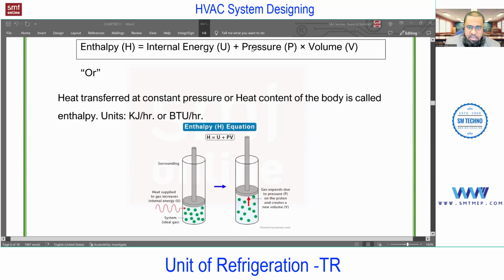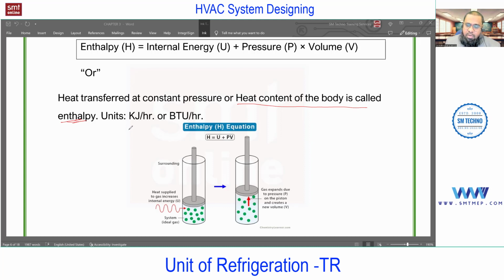Or in other words, you can say enthalpy is what? Heat transfer at constant pressure. Or from a practical or application point of view, the heat content of a body is called enthalpy. This is a practical definition from an interview point of view. Remember, enthalpy is what? Heat content of the body. Nothing but heat energy or heat. Okay. So that can be measured in kilojoules per hour or BTU, what we discussed at the beginning of this chapter 3.